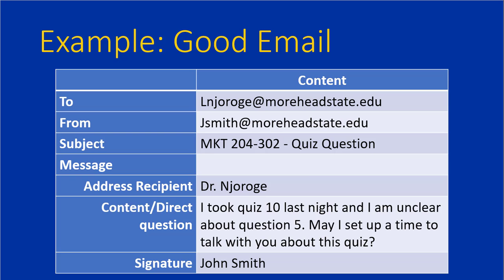Let's look at a good email. In this example of the good email, you see that the person has 1, sent an email to me to the correct address. 2, they've used their student account. 3, the subject line has the course, the section, and then the topic, so a question about the quiz. And the message we have, they've addressed the recipient, i.e. me, so they have Dr. Jirogi. Then they have in the content of question, I took quiz 10 last night and I'm unclear about number 5. May I set up a time to meet with you about the quiz? Perfect, I can easily address that question. And then they have a signature, John Smith.